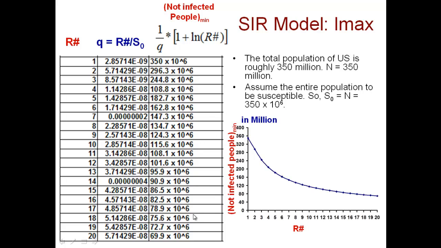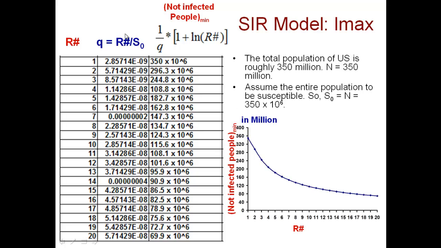Alright, so you see here I'm plotting this r hash versus the minimum number of people who will not be infected at any time. So I am having r hash values, and q is r hash over s of 0. And we are now looking at the US population. We have roughly about 350 million people. So n, the total number of people, is 350 million. Now assume the entire population will be susceptible. Then S0 or S of 0 equals n is 350 million.